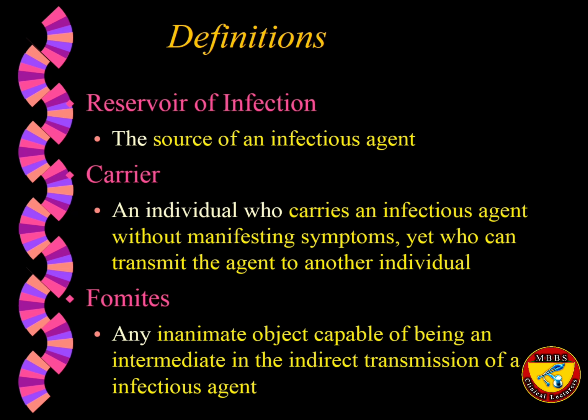And what are fomites? Fomites are any inanimate objects which are capable of serving as an intermediate or indirect means of transmission of an infectious agent. For example, bedding or certain inanimate things which just serve as a potential source of spread of infection.